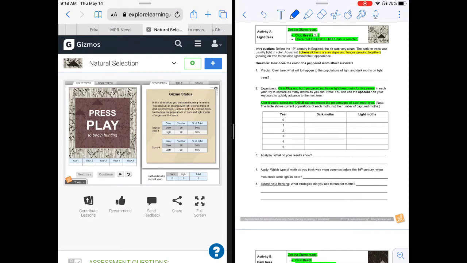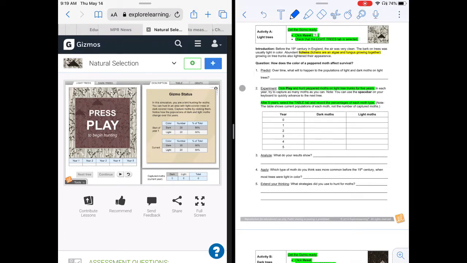So next, we've got a question we're going to be investigating. How does the color of a peppered moth affect survival? And you need to predict over time what will happen to the population of light and dark moths on light trees. Again, this is your prediction. There isn't necessarily a right or wrong answer.